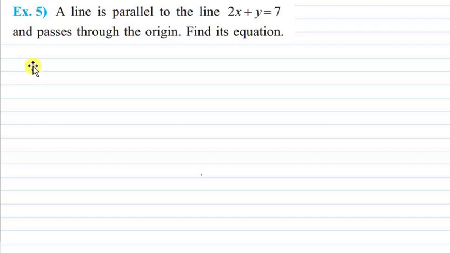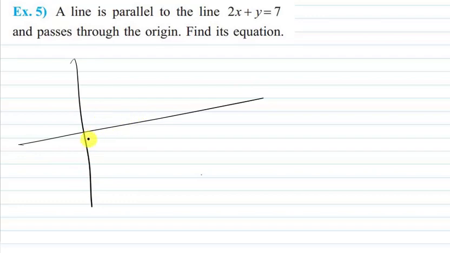Next question. Here, a line is parallel to the line 2x plus y equals 7 and passes through the origin. Find its equation. Here, that means the line is parallel and also passing through the origin.